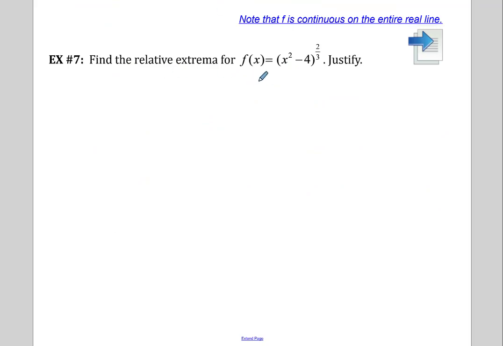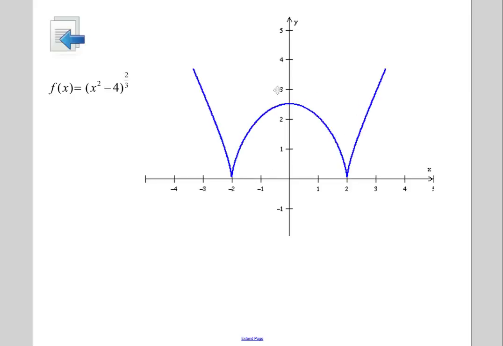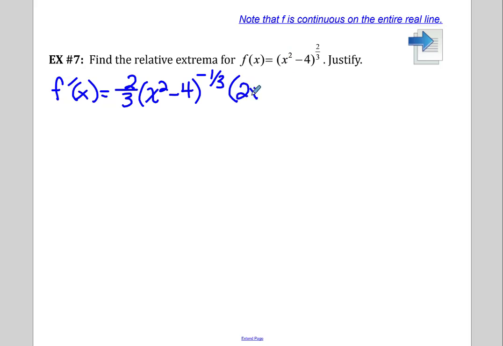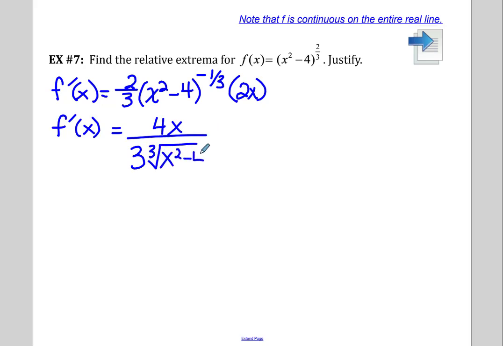So let's find the relative extrema of this. I must have a graph here. Let's look at this. Oh yeah, so it's got a cusp at -2 and +2. So we want to find the derivative, which is going to be 2/3 x squared minus 4 to the -1/3 power, and then chain rule, multiply by 2x. So the derivative, when you clean all of that up, 2 times 2x gives me 4x in the numerator and 3 times the cube root of x squared minus 4 in the denominator.